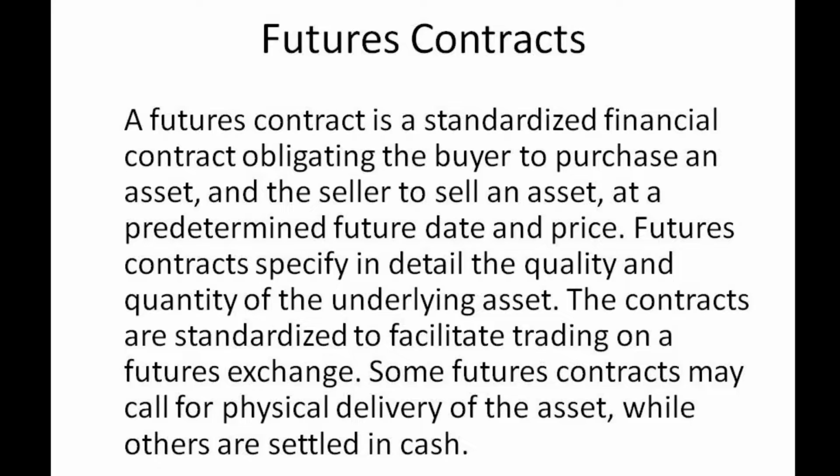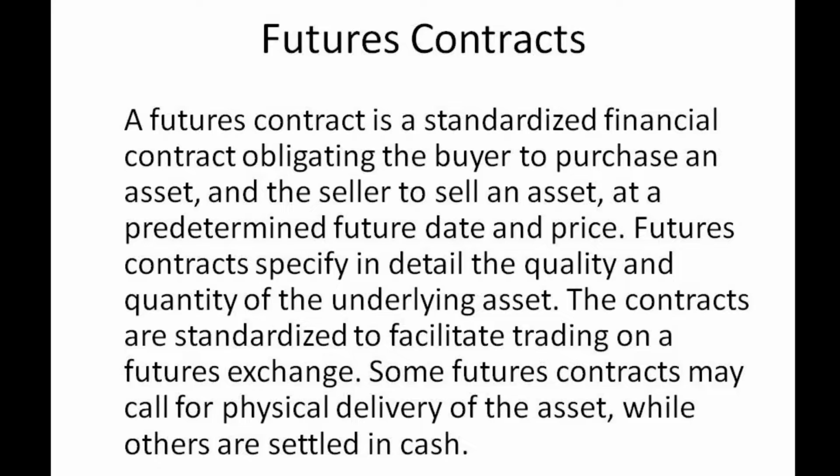The contract will specify in detail the quality and quantity of the underlying asset, and the contracts are very standardized. Thus, a regular trader of futures contracts knows exactly what they're buying and selling because of this standardization. So it's not a different contract every time. Usually the big difference between various contracts will be as simple as what their expiration date is.